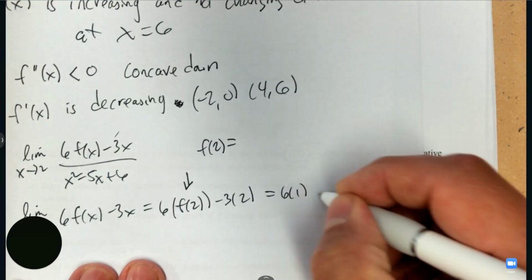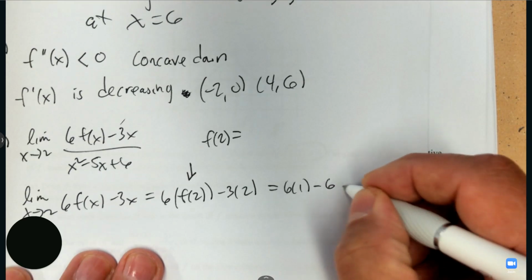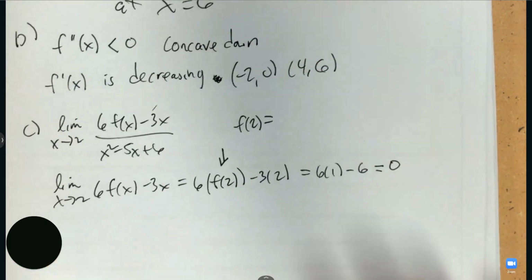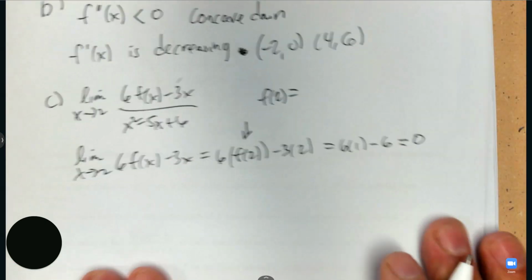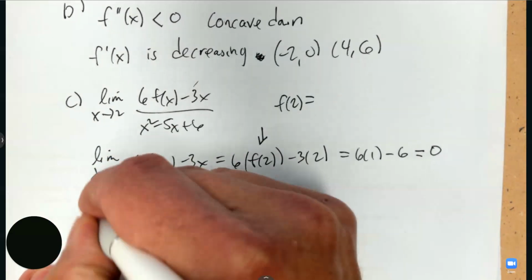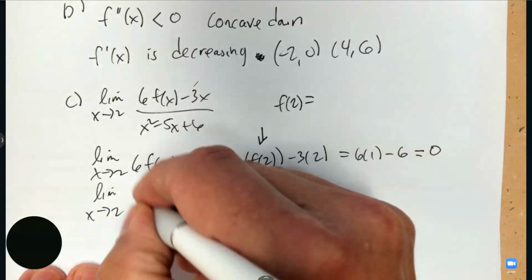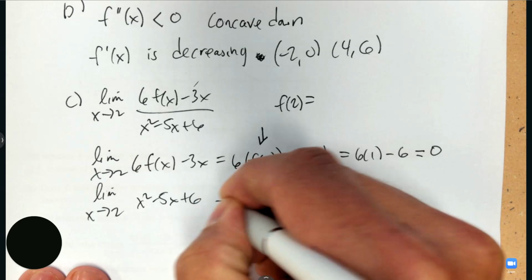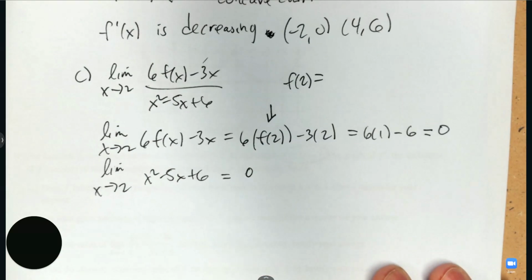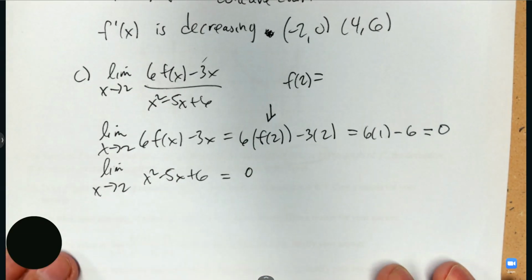So that's 6 times 1, and then 3 times 2 is 6, and then we do it. We do not, and we will not write down 0 over 0. The denominator: the limit as x approaches 2 of x squared minus 5x plus 6. If you plug in 2, again, the answer is 0. We're showing that this is indeterminate.